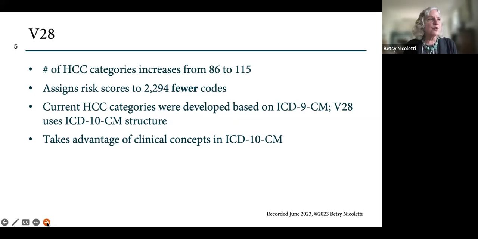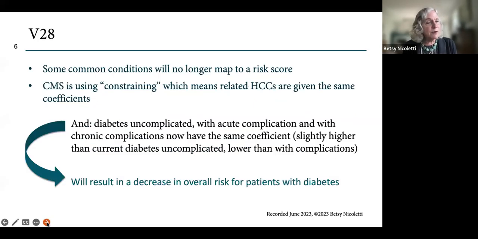2,294. So right now, about 7,500 ICD-10 codes have a risk-adjusted factor. In version 28, there'll be 2,300 fewer of those. And remember, we do have this phase-in period over 3 years. Some common conditions aren't going to have a risk score anymore. CMS is using constraining, which means related HCCs are given the same coefficients.